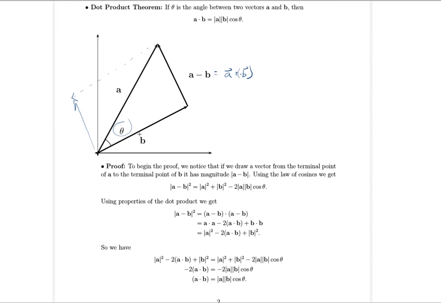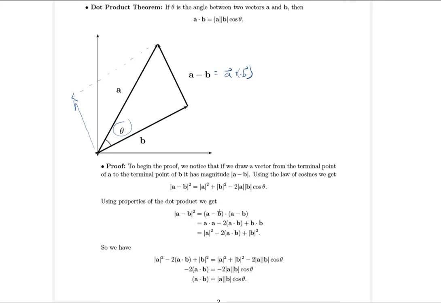Well, if we're talking about the magnitudes, the lengths of these, then what we have is a triangle where you can use the law of cosines. If you remember from trig class, the side opposite your angle, squared, is equal to the square of one side plus the square of the other side adjacent to that angle, minus 2 times those two sides multiplied together times the cosine of that angle.